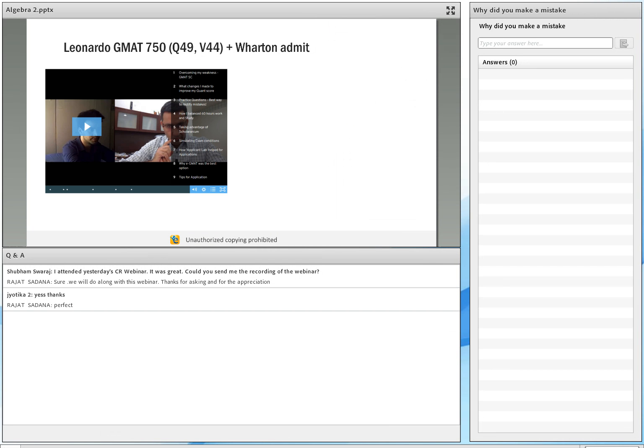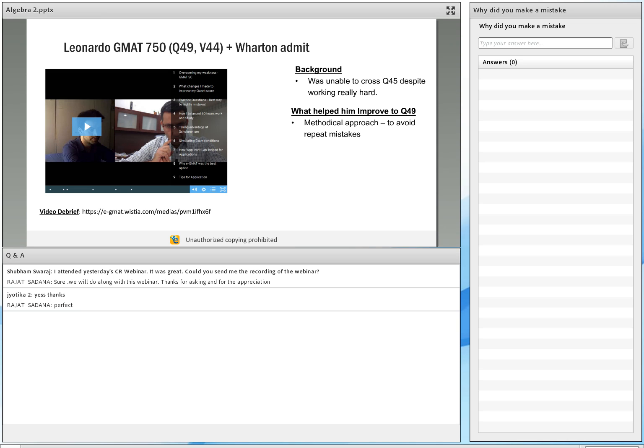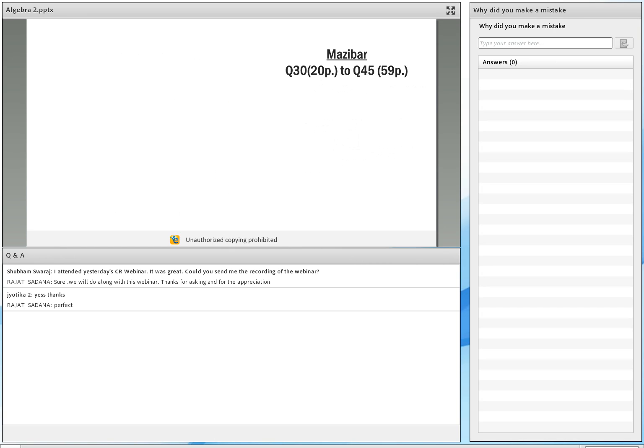Here's another example of a student who got to a 750 and was able to get into Wharton. He's actually studying at Wharton right now. Again, this guy wasn't able to cross Q45 despite having put in a lot of effort. The same thing that helped many students helped him improve to a Q49. Focus on approach. Not worry as much about the math part of it, because the math part's really simple. Focus on writing down why he was making the mistakes, using data to figure out the sections that he needed to focus on, and doing focus practice over there. Okay. He's also admitted to Stern, Tepper, and again he's studying at Wharton, as I talked about.